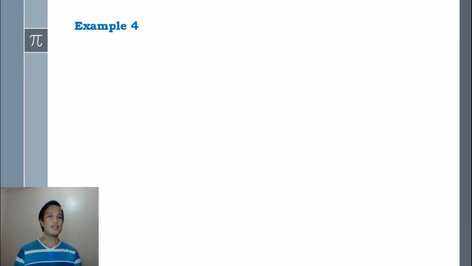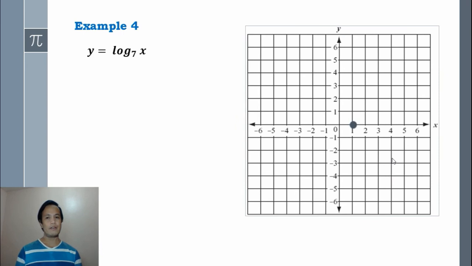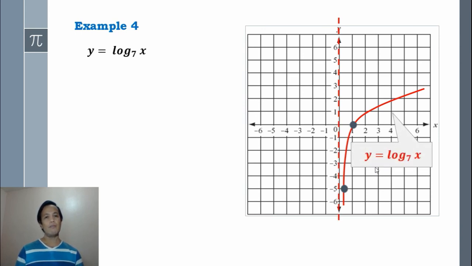Okay, let's proceed to the next example. How about we plot the graph of y equals log of x base 7. As you can see, this is in general form. So if we plot the graph of this function, we will have this graph here. The graph will cross at point (1, 0). We have the vertical asymptote at x equals 0. So approximately, this is now the graph of y equals log of x base 7.